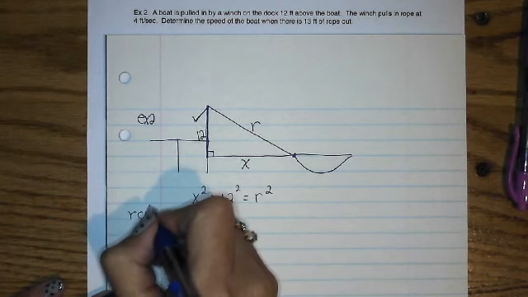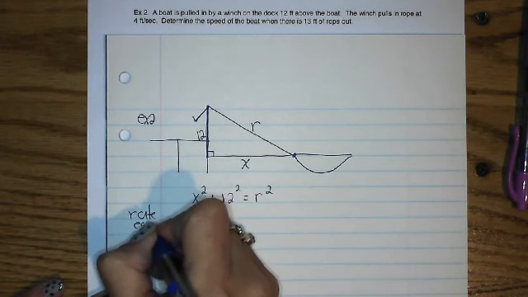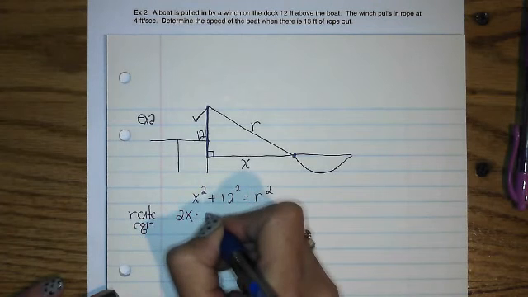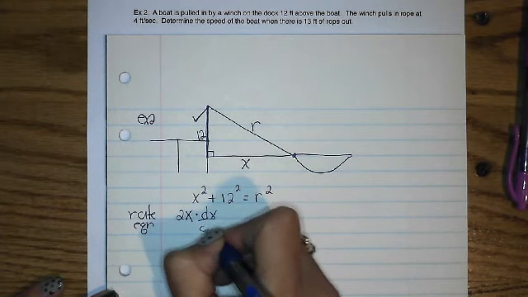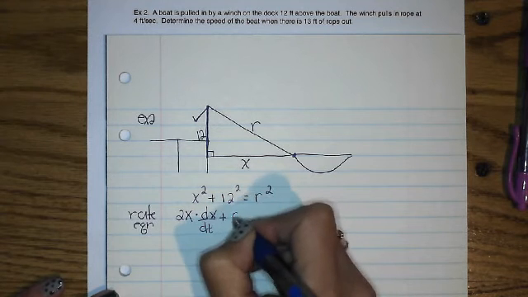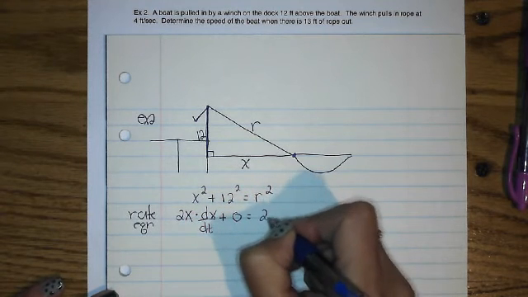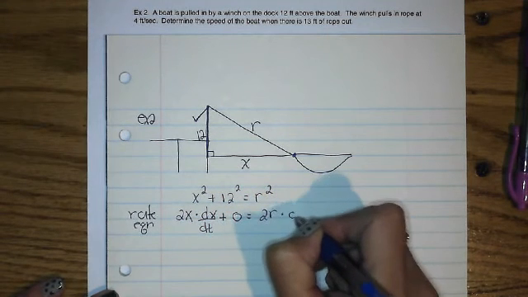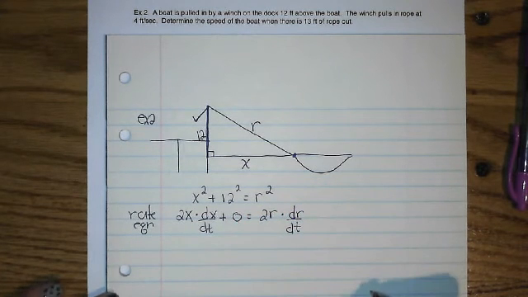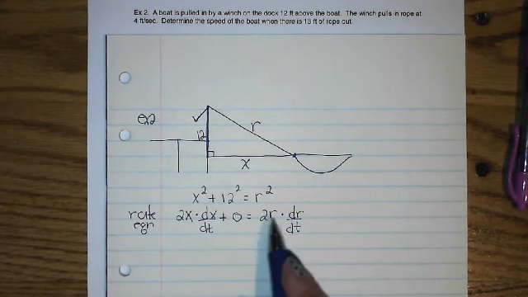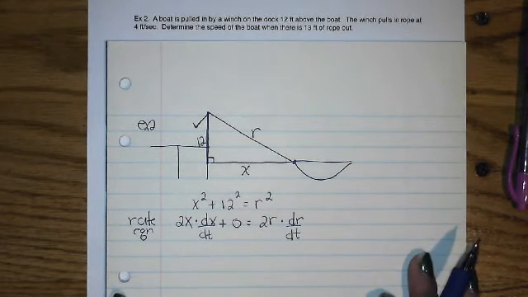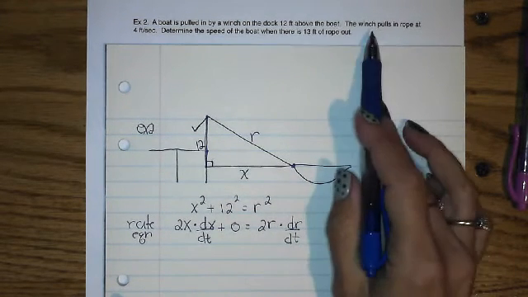And there's no simplifying to do, so we're ready to find the rate equation, which is the derivative, so that'll be 2x times dx/dt plus the derivative of 144, which is 0, equals 2r times dr/dt. So I need to know x, r, and one of these two rates. So let's see what's given.